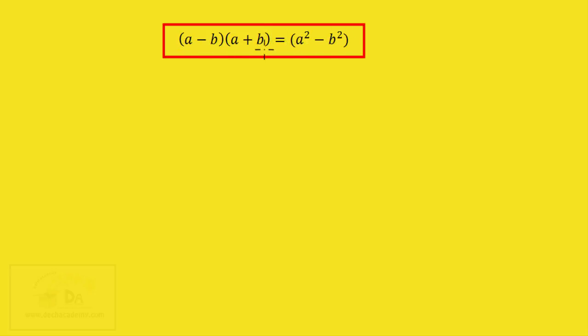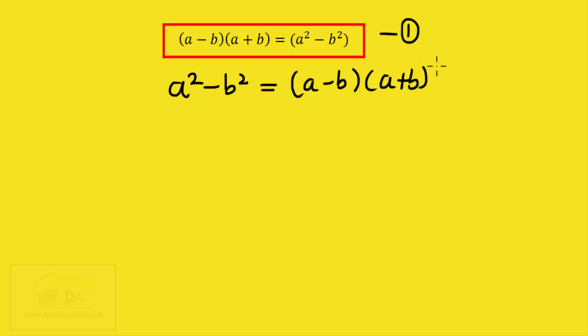That means this expression can be simplified to give a squared minus b squared, or in other words, a squared minus b squared is a minus b times a plus b. And these expressions, this one or this one, because they're the same thing, are very useful when you want to simplify expressions, as you will find out shortly. The key thing to notice is that this expression is the underlying concept behind the difference of two squares.